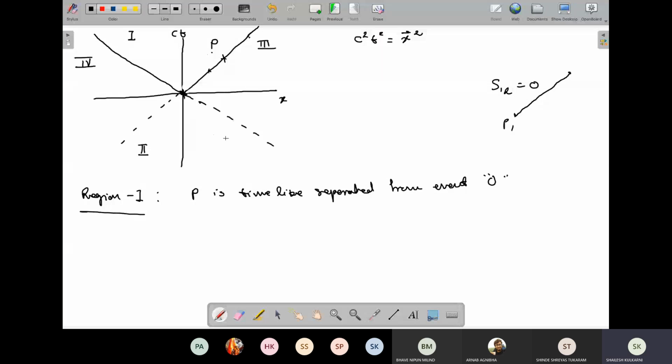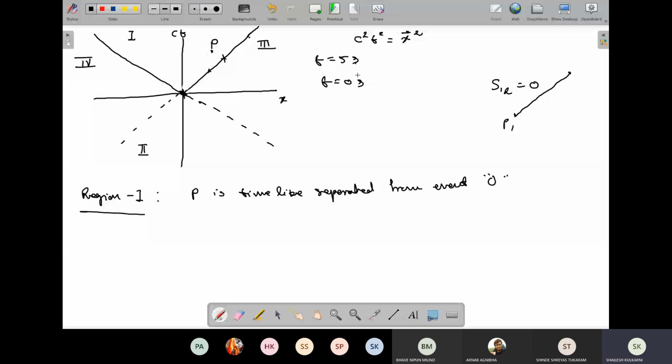Is that clear? So the events which are occurring here, suppose this event is occurring at time t equal to 5 seconds, and this event at origin is occurring at t equal to 0 seconds. This difference between them is always positive, and it will remain positive. The difference might increase or decrease, but it will never go to zero. This is what it says.